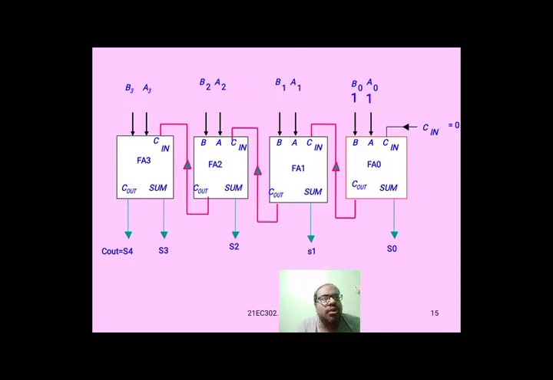Next, the inputs are A1 and B1, both 1, with carry input equal to 1. Now 1 plus 1 plus 1 gives sum equal to 1 and carry equal to 1. Now we take the next values, A2 equal to 0 and B2 equal to 0. Adding 1 plus 0 plus 0 gives sum equal to 1 and carry equal to 0. Now taking A3 equal to 1, B3 equal to 0, with carry 0, we get sum equal to 1 and carry equal to 0. So 0, 1, 1, 0 is the answer.